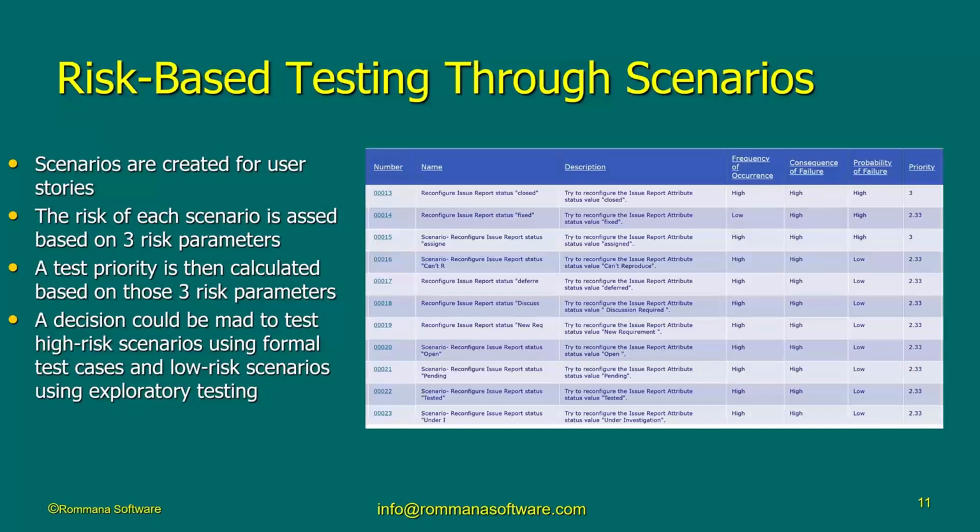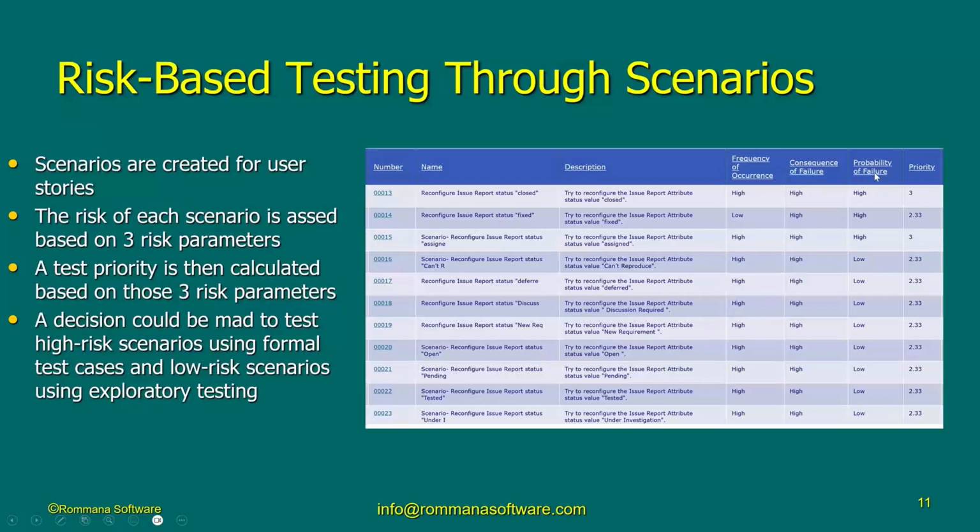Okay, so this screen is right from Rommana ALM. It's showing you, for a given user story, the list of scenarios there. There's a scenario number, the scenario name, the scenario description, and it shows you the 3 factors that we use to decide whether the scenario is going to be tested or not. Those 3 factors are here: frequency of occurrence, how often this scenario is going to happen, consequences or impact of failure, and the probability of failure.